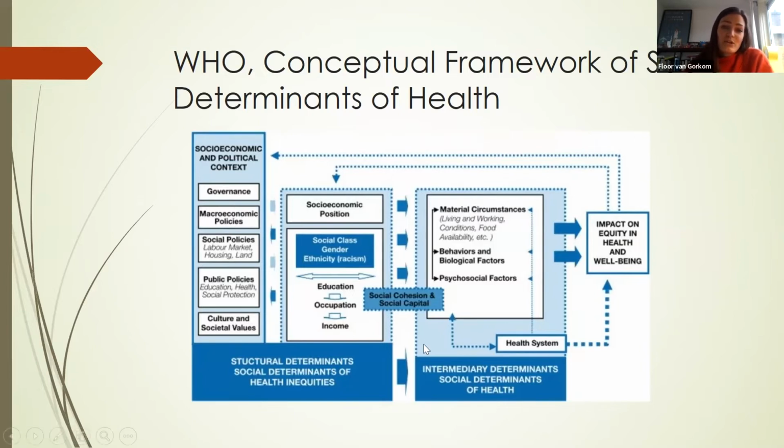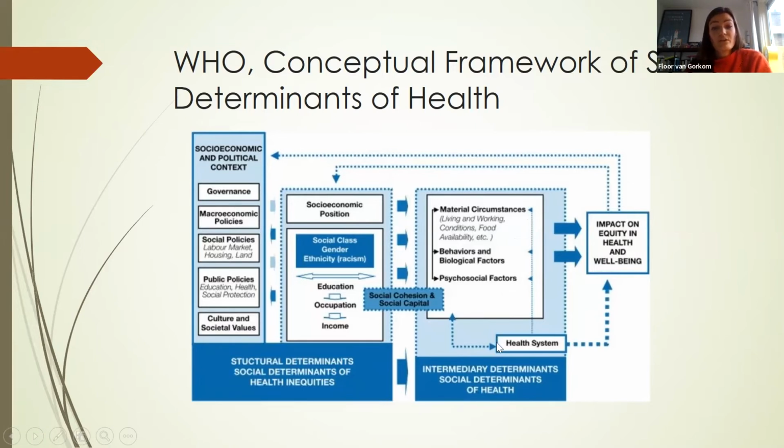Just to give you an interpretation of the framework, you see here the socioeconomic and political context of the country, South Africa. You look at socioeconomic position, which is very important, with factors such as social class, gender, ethnicity, education, and income. Those, of course, affect other determinants of health, such as the material circumstances of people, their living and working conditions, their own behaviors, and the biological factors, but also psychological factors.